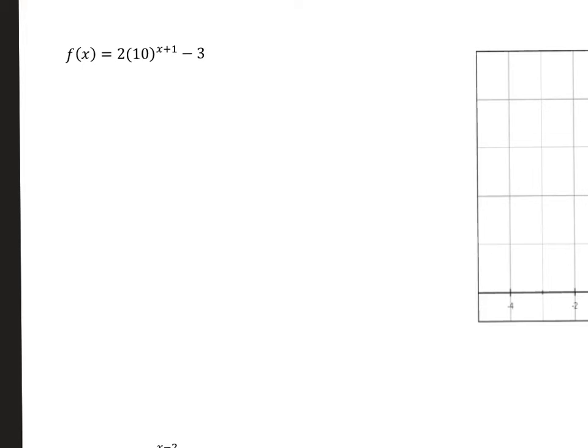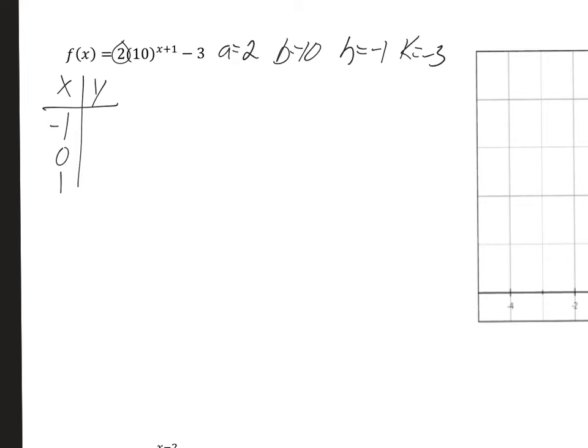Okay, so let's just write out what a is. So a equals 2. b is 10. Cool. h equals -1, because we always switch the sign. And k equals -3, because that sign stays the same. Okay, so we're starting off with x and y. We have -1, 0, and +1. Okay, so 10 to the -1st power is not negative, it's just 1/10. 10 to the 0 is 1, and 10 to the 1st is 10.